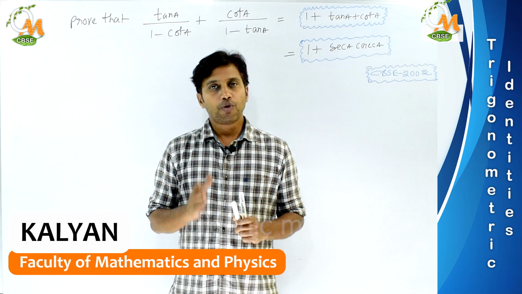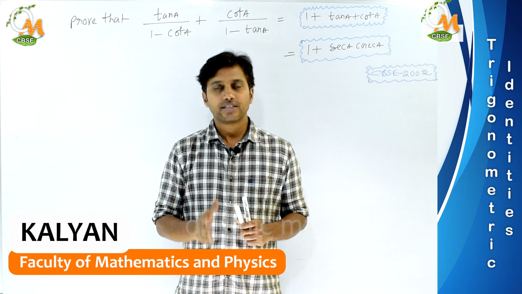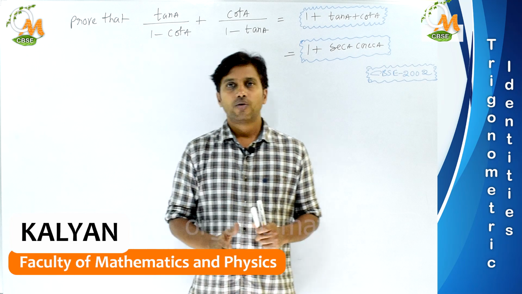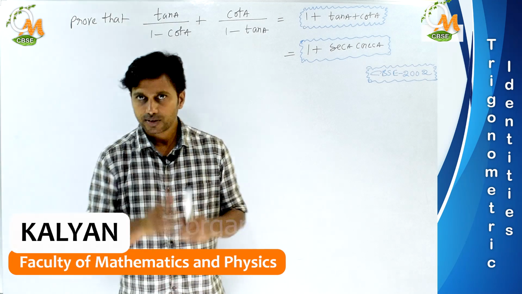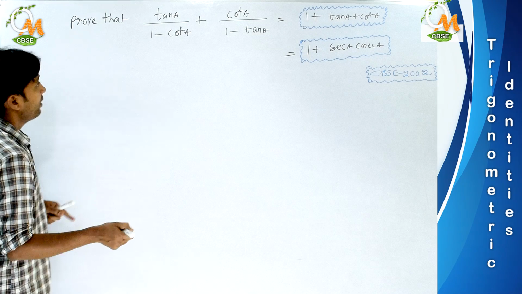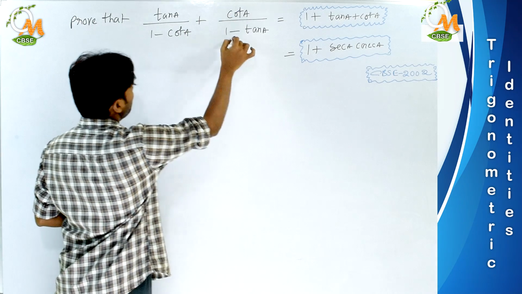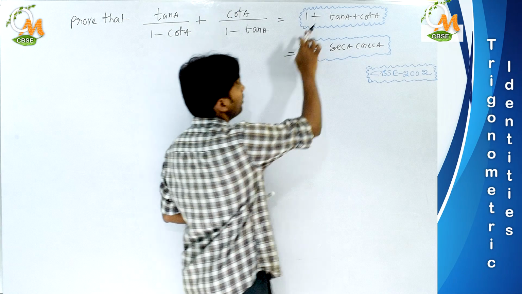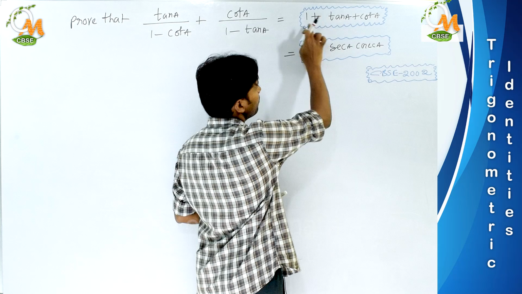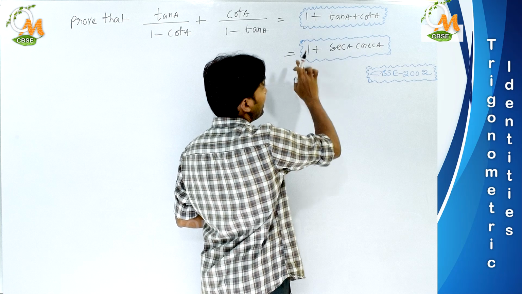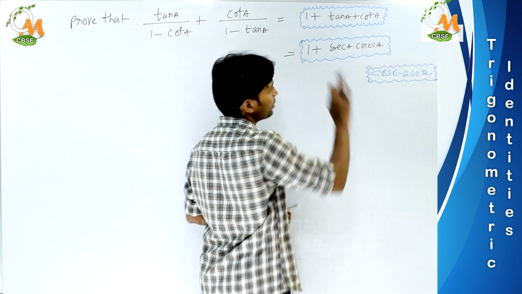So let us see one more problem based on trigonometric identities. This is also a very easy one, but we need to focus on this. Just see. Here we need to show that tan A by 1 minus cot A plus cot A by 1 minus tan A is equal to, we need to show the two results. One is 1 plus tan A plus cot A and another one is 1 plus secant A cosecant A.